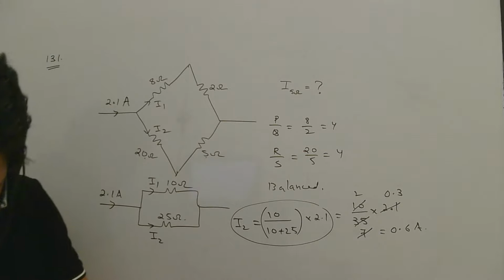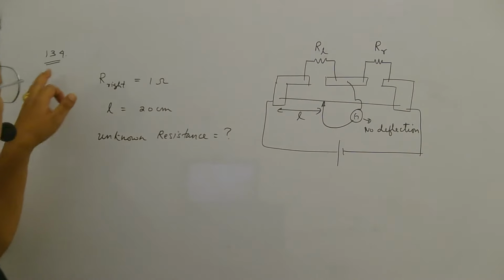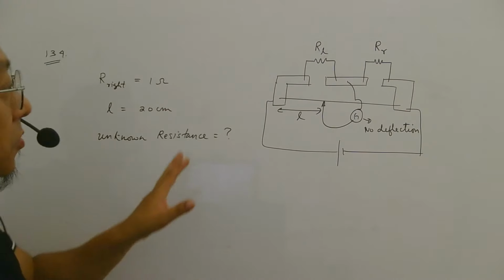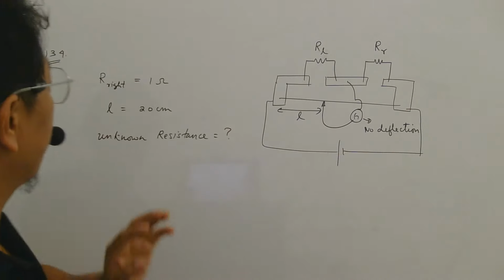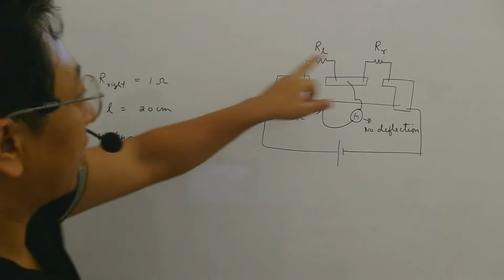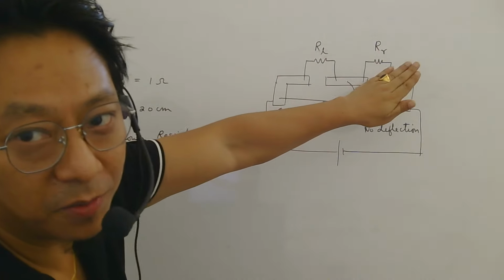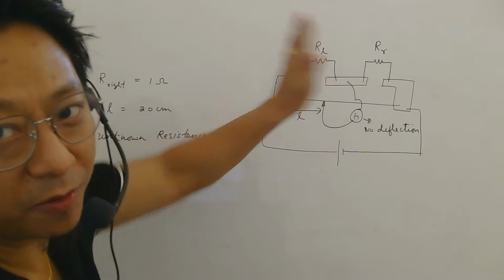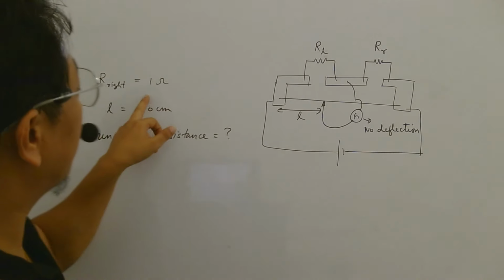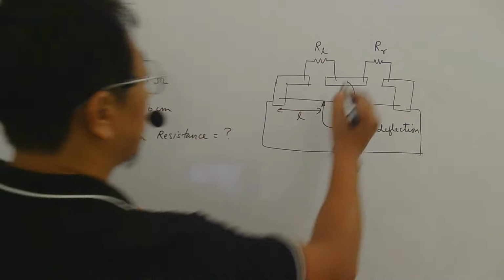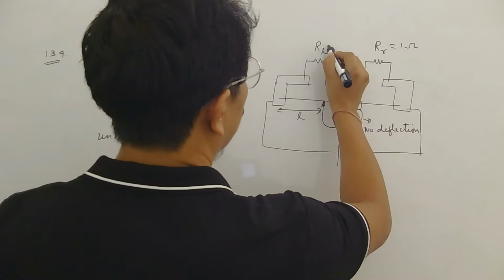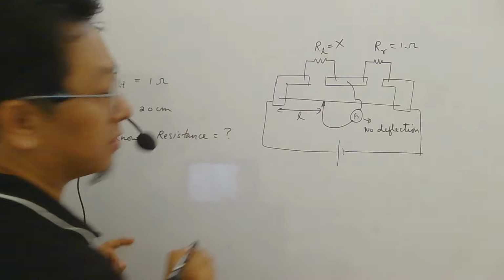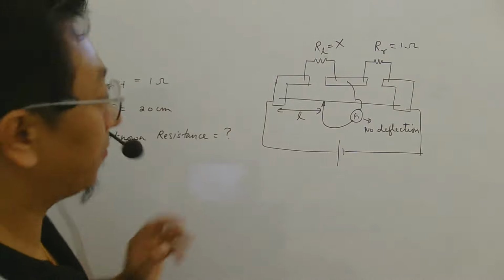Okay, so now let us see question number 134. They have given a meter bridge. They told the resistance in the right gap. This is the right gap of the meter bridge, and this is the left gap of the meter bridge. On the right gap they have kept 1 ohm resistance, and this will become your unknown resistance. Let me write X.